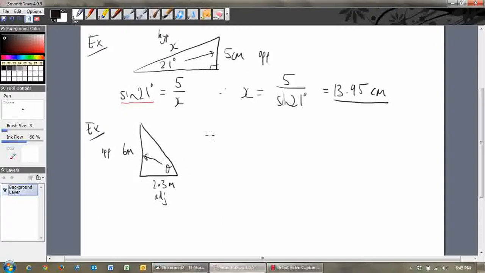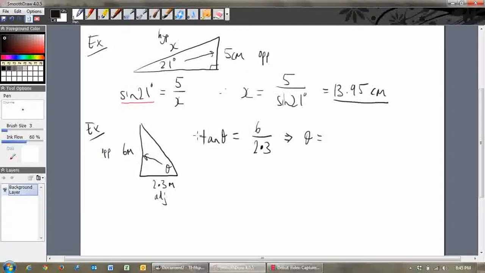So which ratio includes the opposite and the adjacent? We've got tan, so it'll be tan theta equals opposite, which is 6, over the adjacent, which is 2.3. Okay, so I might just evaluate that. 6 divided by 2.3. Oh, no, let's just do it in one go, because you've got the calculators now, it's much easier.